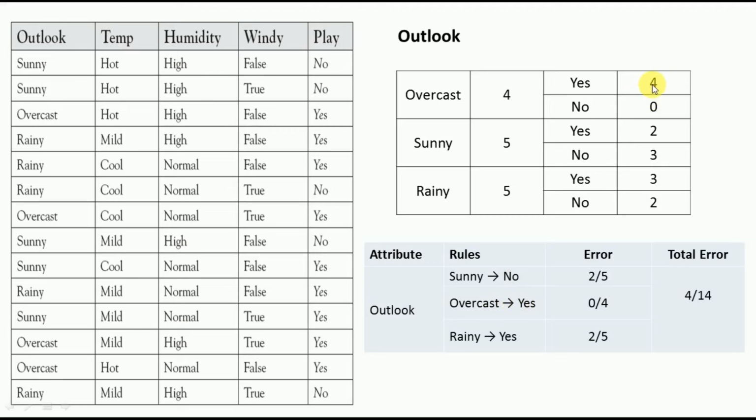Now if you are getting 4 correct decisions, how many incorrect decisions are you getting? 0. So 0 out of 4 incorrect decisions. So that is the error in this case.